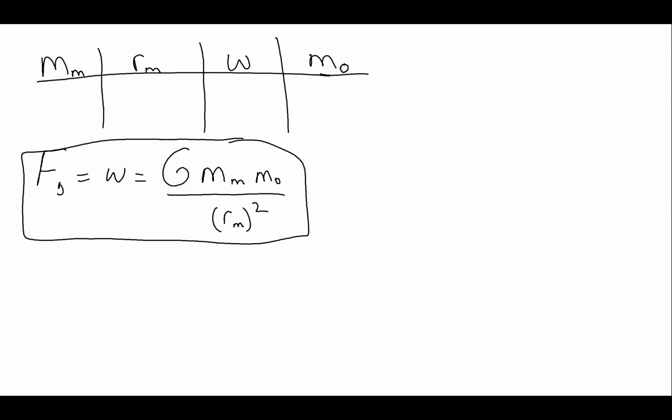Okay. So it says, an object weighs 10 newtons on the Earth's surface. So we know the weight on the Earth is 10 newtons.